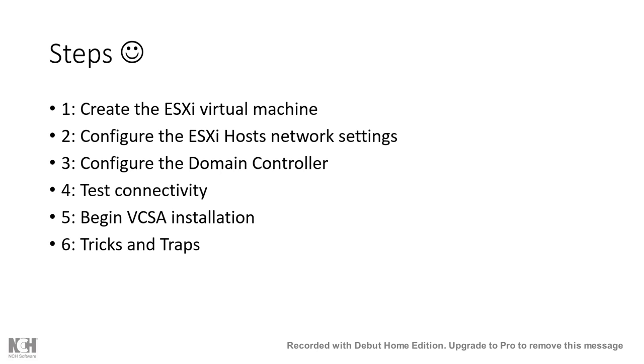Then we're going to configure the ESXi host, configure its network settings, so ensure that it's on a static IP address, ensure that IP address is on the correct subnet, and that it's able to talk to the domain controller. Then we're going to configure the domain controller with reverse lookup, so that it's capable of talking to the host either through the IP address or its name, so like DNS.